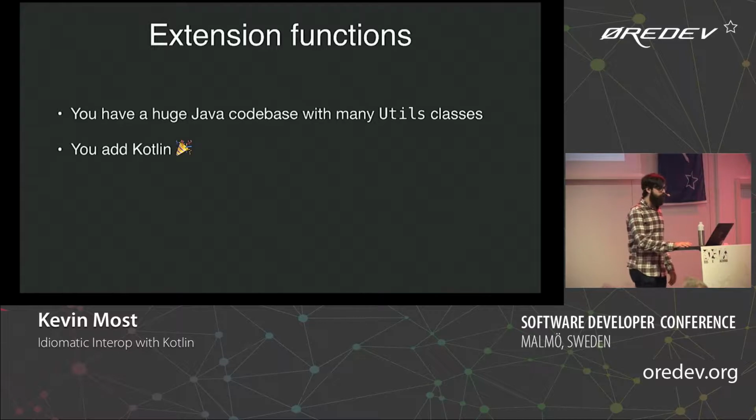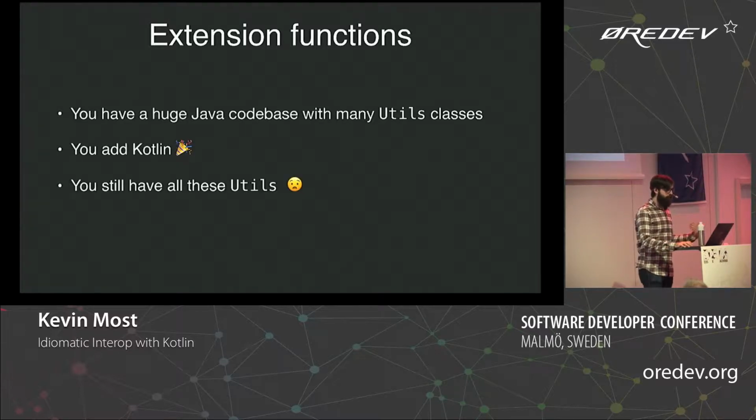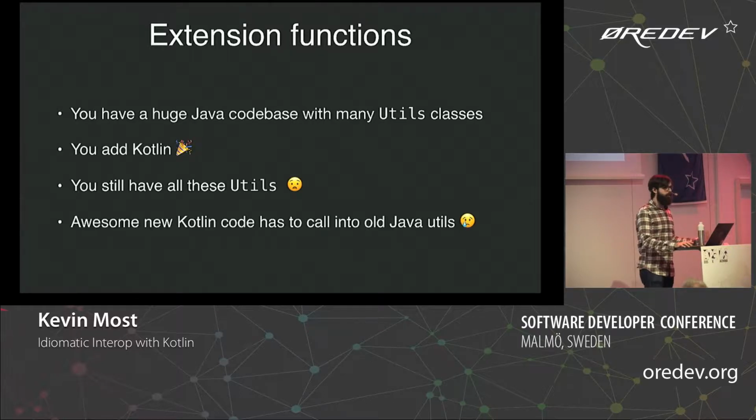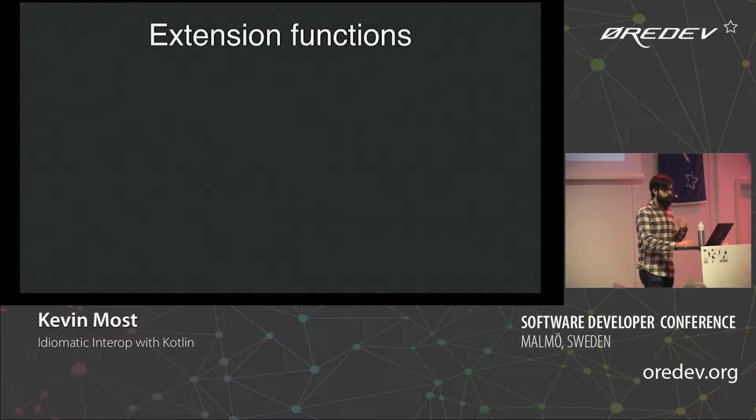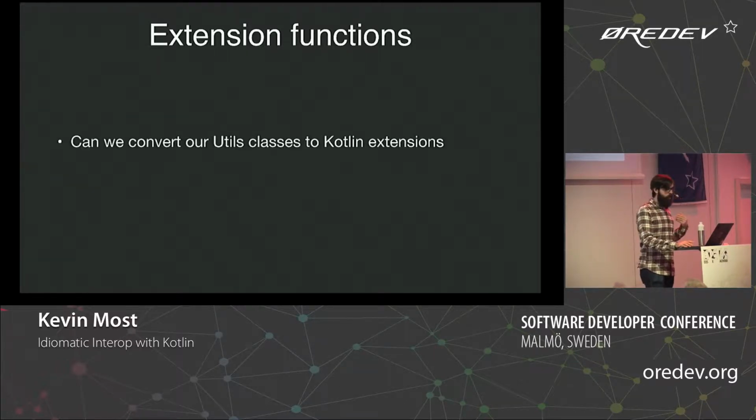And then you add Kotlin to your code base and you're all super happy, right? But you still have all these utils classes, and now your Kotlin has to use that business logic that's tied up in those utils classes. You're not just going to rewrite it all and duplicate it for Kotlin just so you can use extension functions. So your Kotlin is still going to call something like UserUtils.something, and it's not going to read right. So something we've tried to do at previous companies I've worked at is we've asked, can we convert our utils to Kotlin extensions?